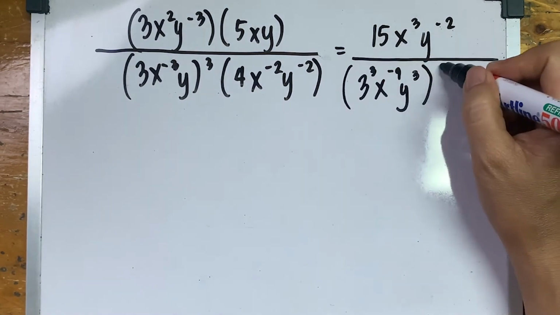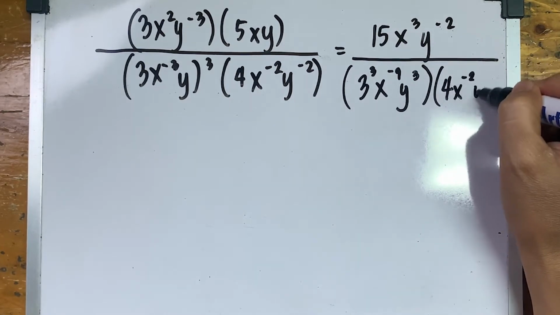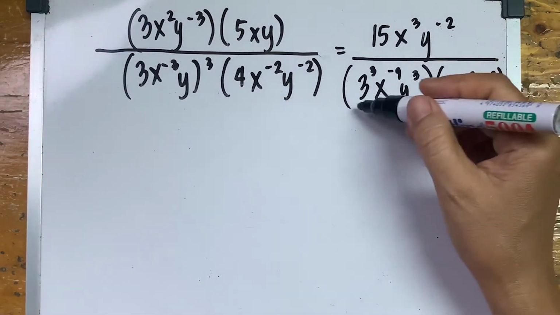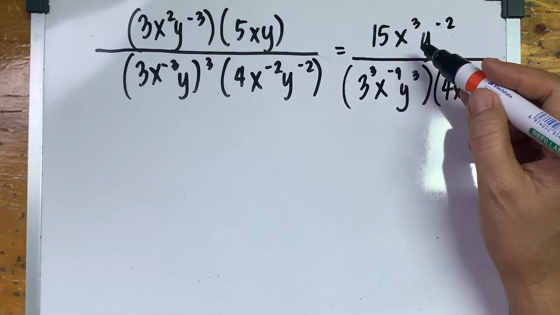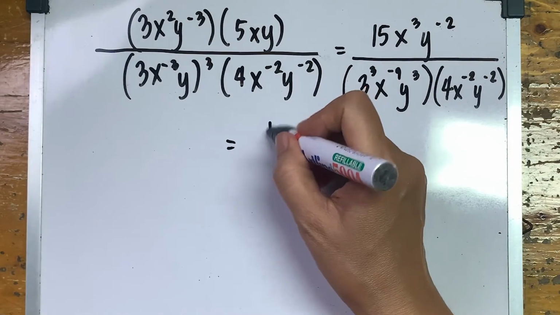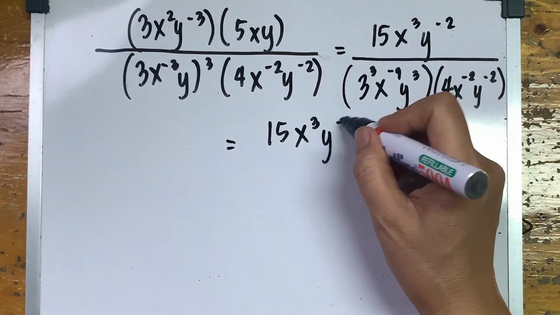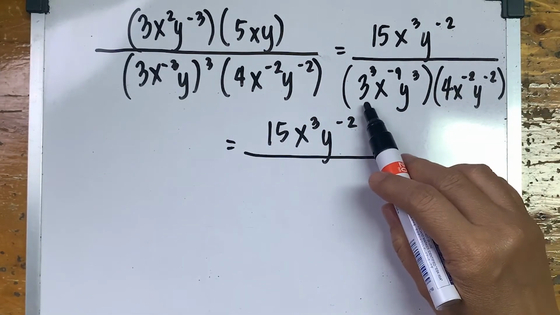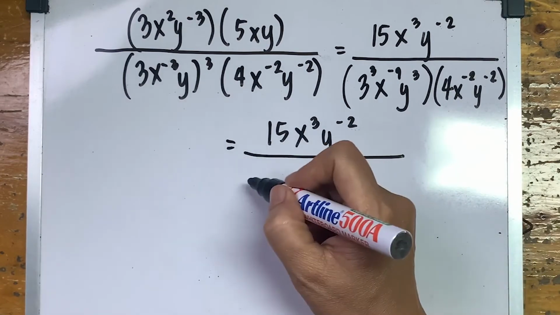Okay, and then multiply by 4, x to the negative 2, y to the negative 2. Okay, so let's work on this with the denominator, but before that, we have to copy the numerator. So it will be 15 x to the third power, y to the negative 2, all over 3 raised to 3 is 27, times 4 is 108.